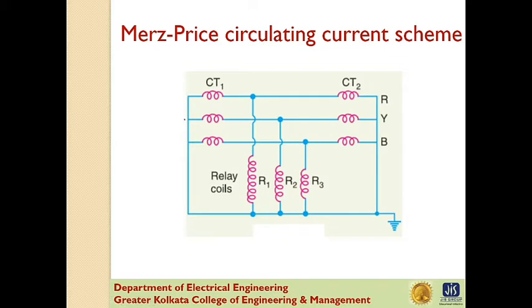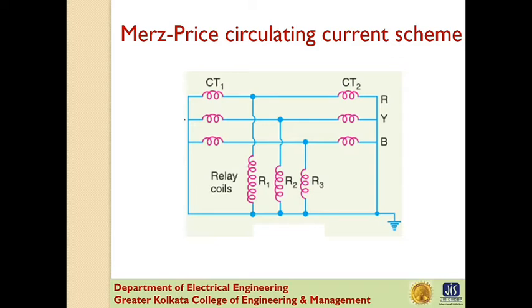Therefore, there is a balanced circulating current, and no current flows through the operating coils of the relay. When an earth fault or phase-to-phase fault occurs, this condition no longer holds good, and the differential current flowing through the relay circuit operates the relay to trip the circuit breaker.